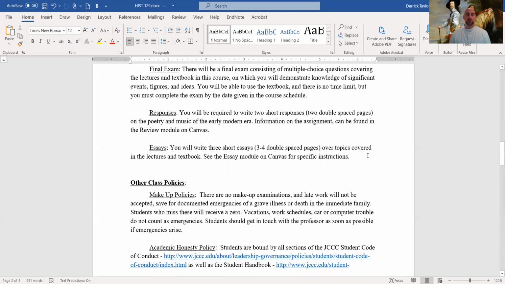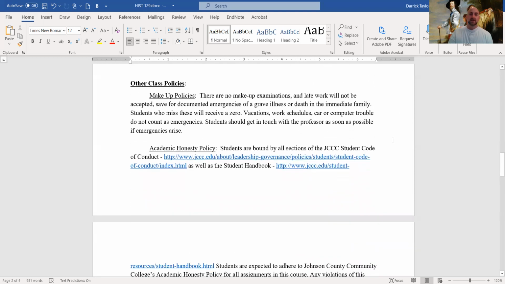Responses, you're going to write 2 short written responses, 2 double-spaced pages on the poetry and music of the early modern era. I'll show you this in a moment to go over the assignments. And we'll talk about where you can find this stuff on Canvas. Yeah, you can listen to some music as well. I'll show you this from the early modern period. And then finally, those 3 short essays, you're going to write essays over questions regarding the readings and the lectures. And those will be a big part of your grade, and I'll go over those in a second.